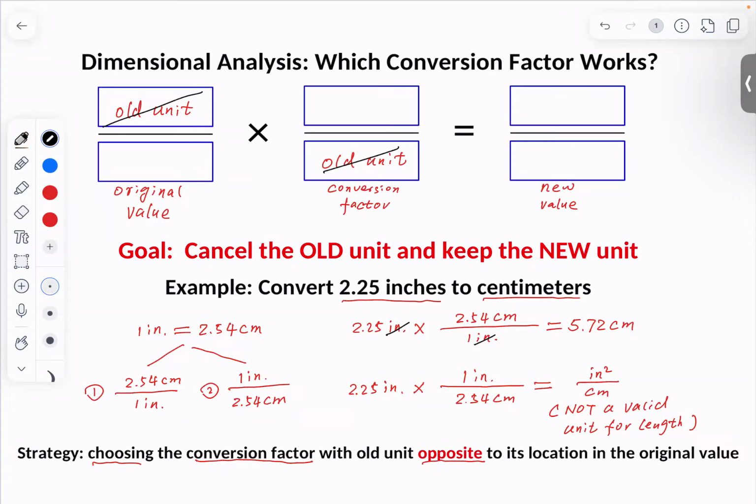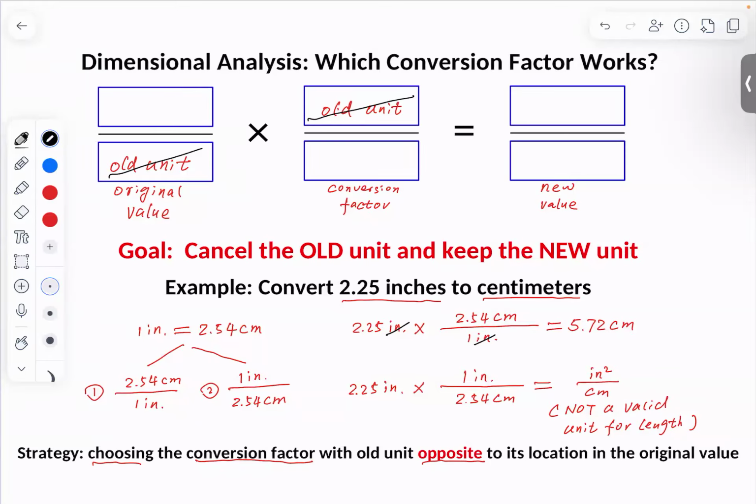On the other hand, if the old unit in the original value is the denominator, then we have to choose the conversion factor where the old unit will be the numerator. So they can cancel out.